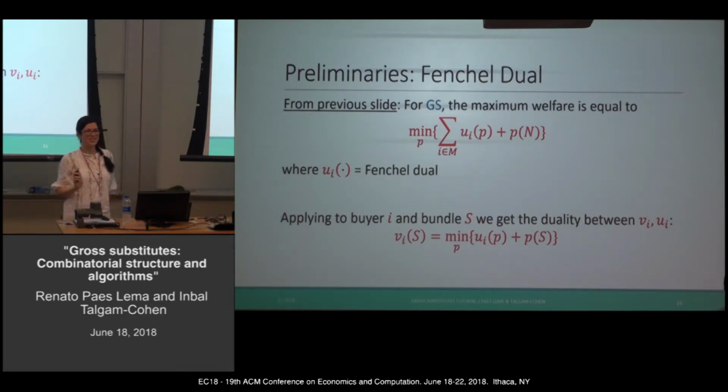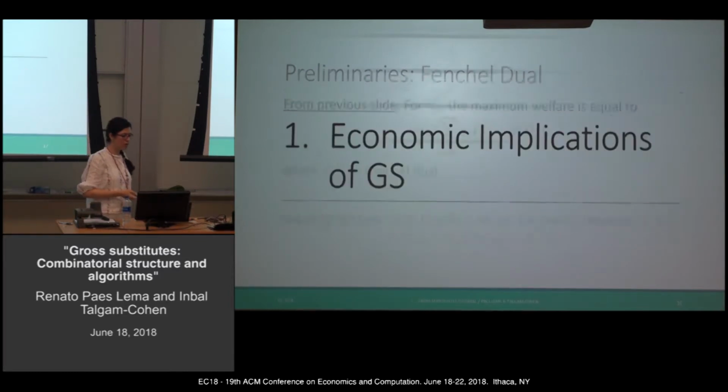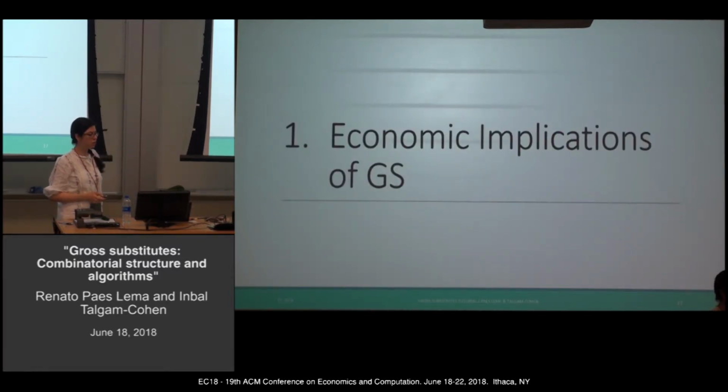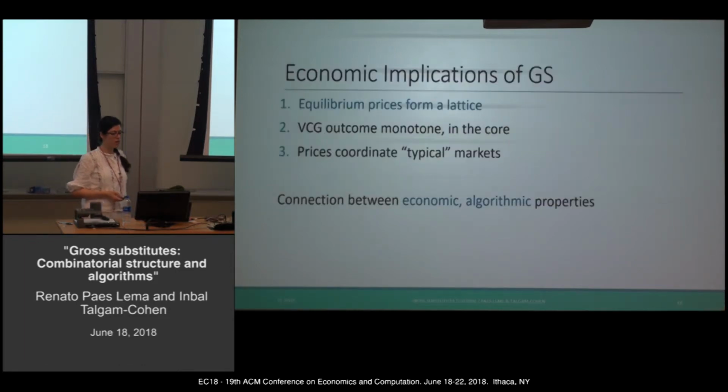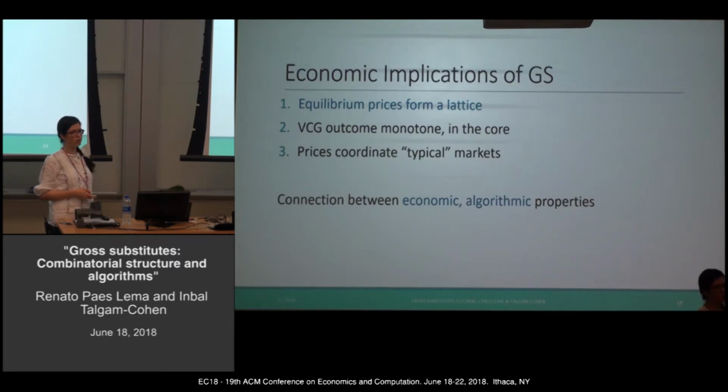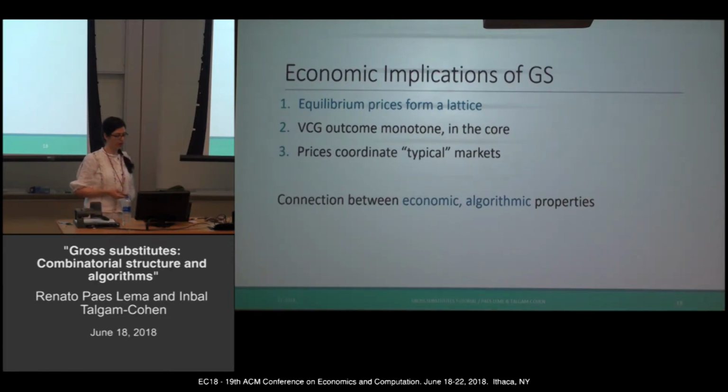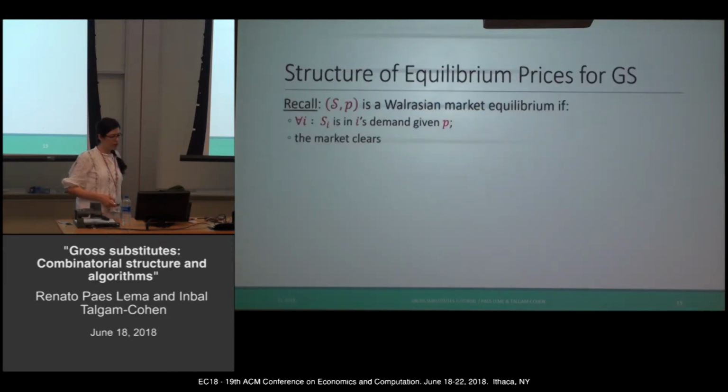Okay, so this is the preliminaries. Any questions so far? Okay, so now I want to use the preliminaries that we just went over to show you economic implications of GS. And the ones I want to go over are the equilibrium, the lattice structure of equilibrium prices, VCG, and then prices coordinating typical markets. So let's start with the first one.